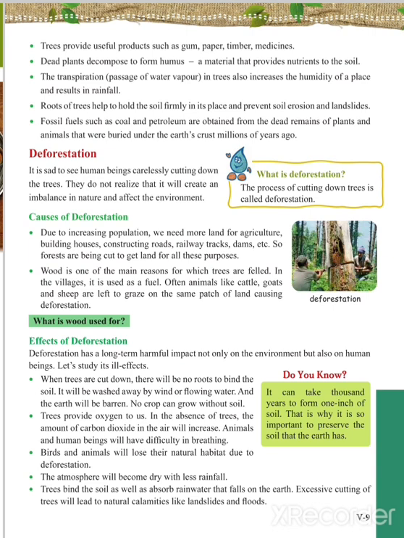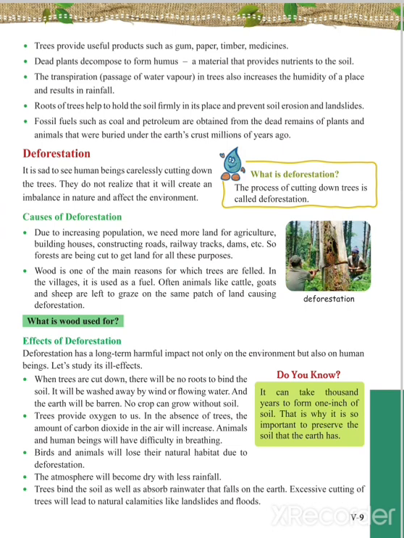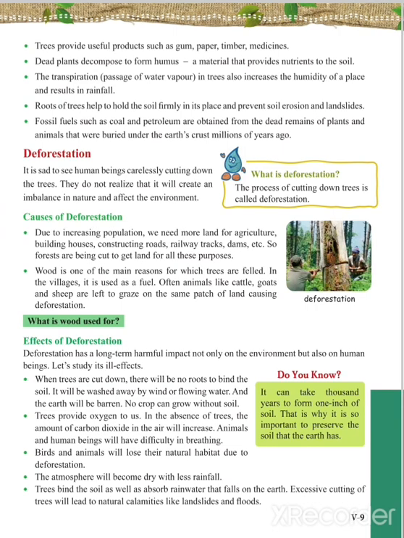Transpiration. At the time of photosynthesis, that is, at the time of making food, the plant releases water vapor. The excess water is removed from the plant, which increases the humidity of a place and results in rainfall. So it is said to plant more and more trees to balance the atmosphere.